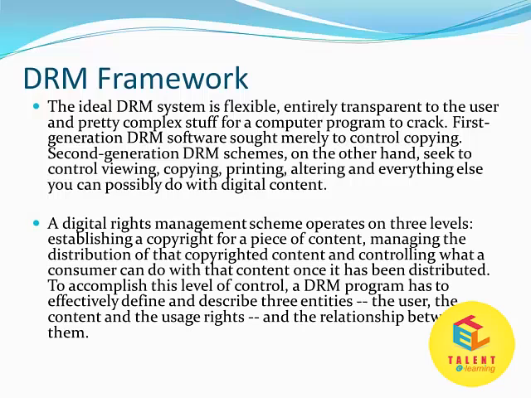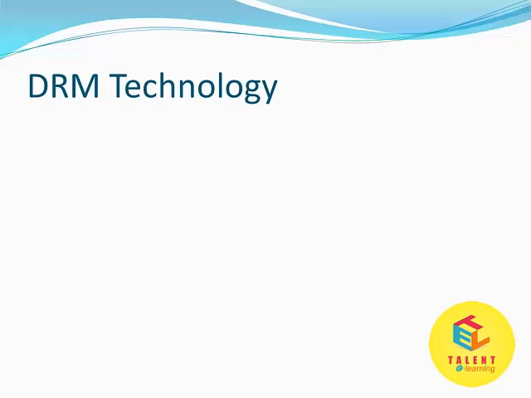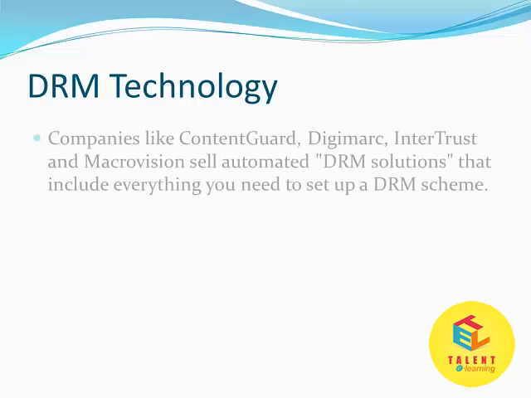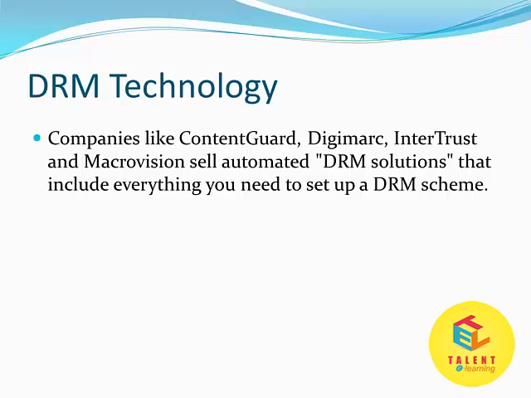A digital rights management scheme operates on three levels. The DRM technology. Companies like ContentGuard, Digimarc, Intertrust, and Macrovision sell automated DRM solutions that include everything you need to set up a DRM scheme.